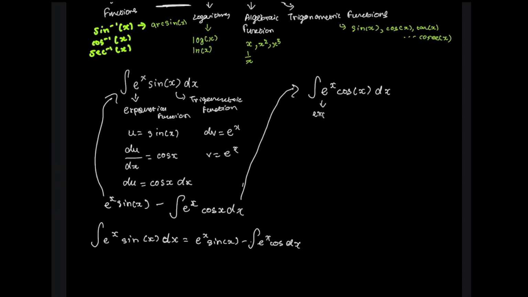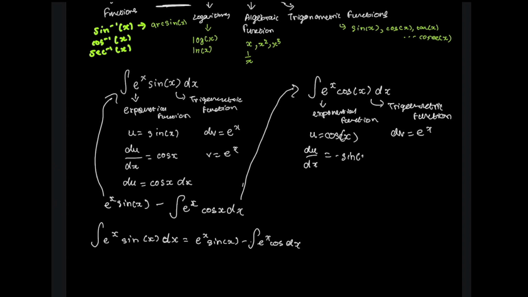So very similar to the previous sum, where this is an exponential function and this is a trigonometric function, and therefore u would be cosine x and dv would be e power x. So du over dx would be, in this case, negative sin x, because the derivative of cos x is negative sin x. If we're writing it in terms of du, it would be negative sin x dx. And here we have to calculate v by integrating both sides, and that would still be equal to e power x. The integral or the derivative of e power x is always e power x.